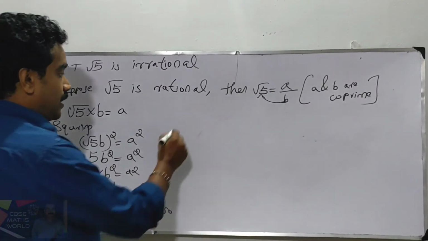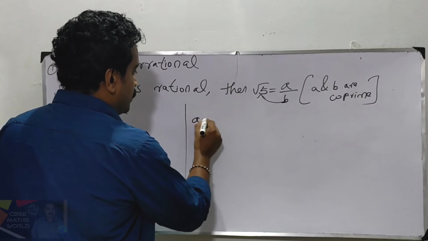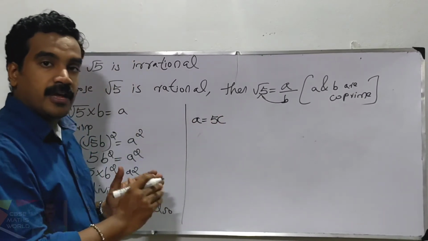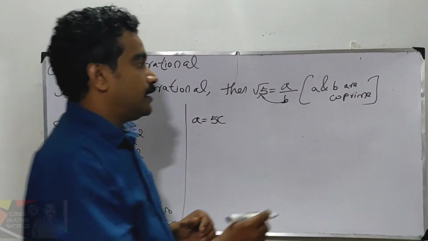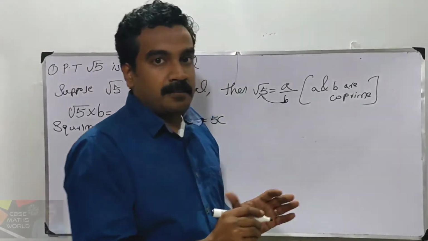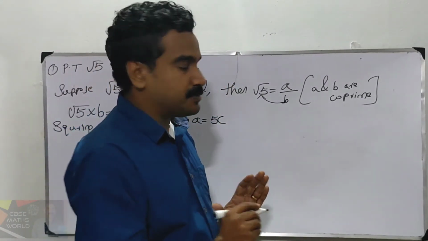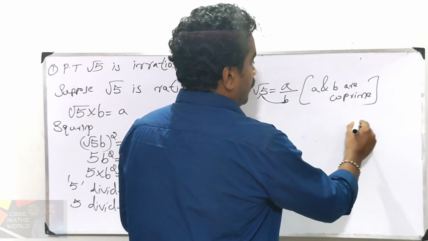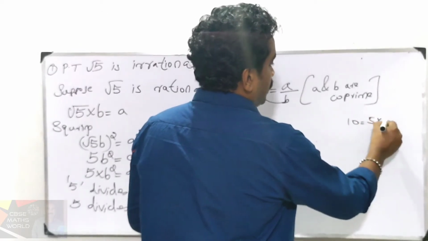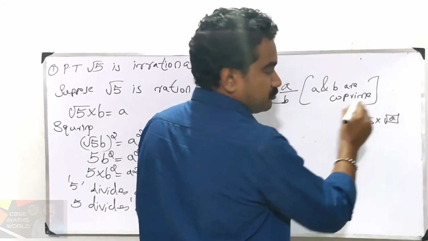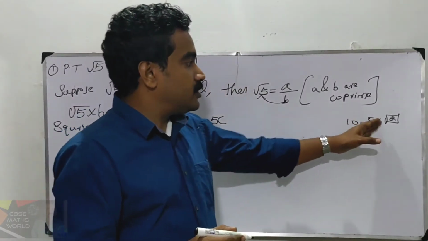Then you can write a equal to what? 5c. You can write a equal to 5c. Example, 10 divided by 5 is possible. So how can you write 10? You can write 10 as 5 into something. What is the something? Something is 2. That is, 5 into 2 is 10.